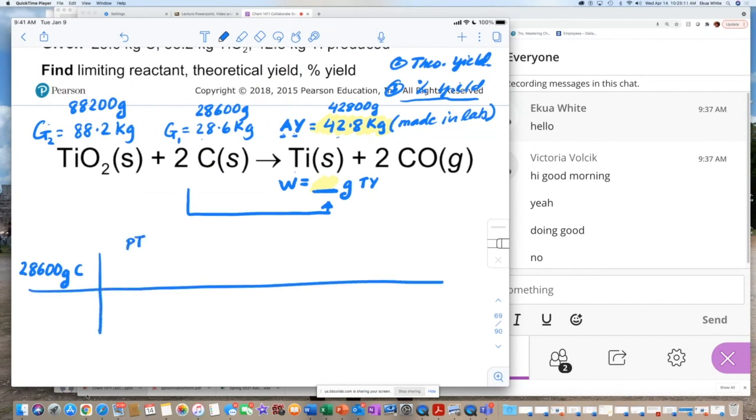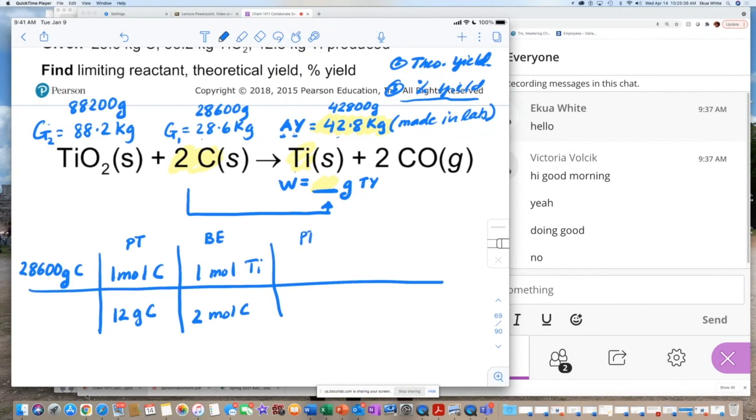PT, which is grams of carbon, and then 1 mole. It's always 1 mole of the formula, carbon. Carbon is 12 grams. Not much math. Then balance equation. I have to look at what carbon is paired with, carbon and titanium. So in here I see my moles of carbon are 2 paired with 1 mole of titanium.